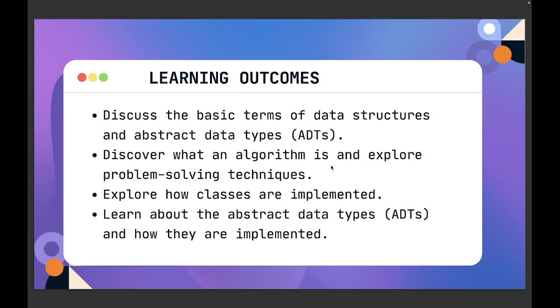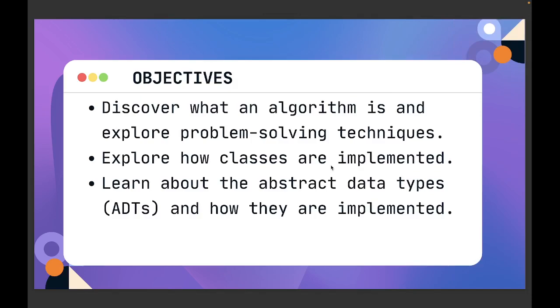Now, these will be your expected learning outcomes at the end of this session. First is to discuss the basic terms of the data structures and abstract data types, or ADTs. Discover what an algorithm is and explore problem-solving techniques. Explore how classes are implemented and learn about the abstract data types and how they are implemented. The objectives of this lesson are the same.